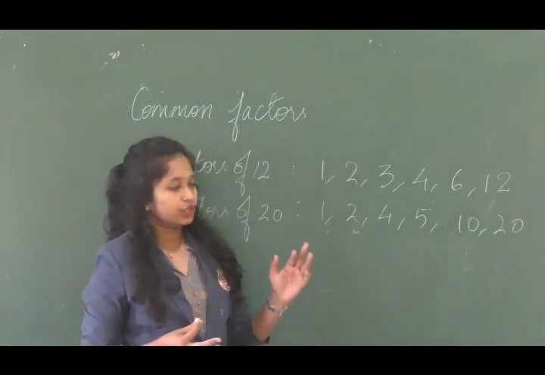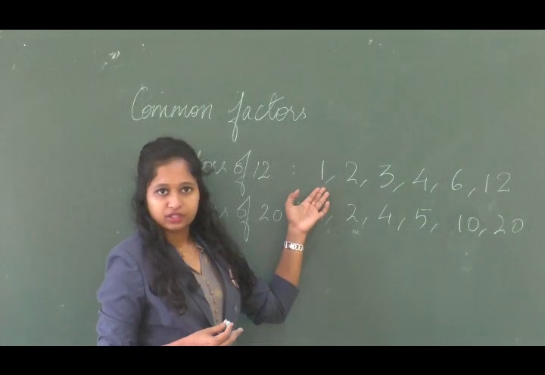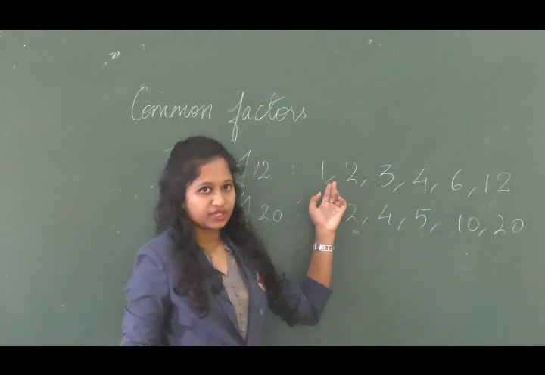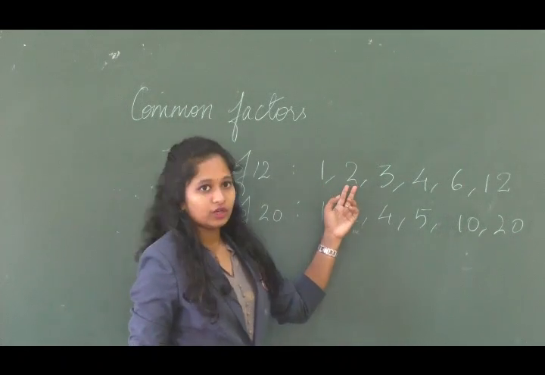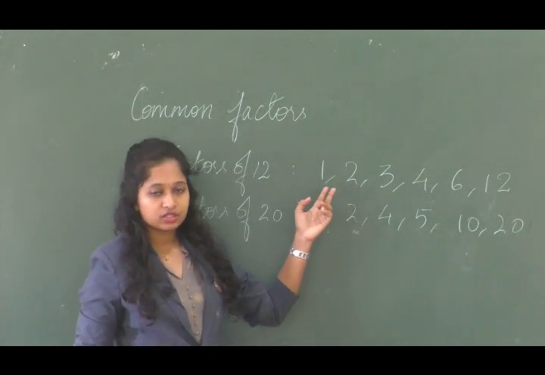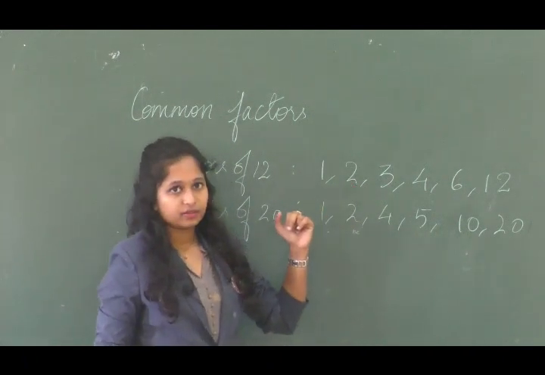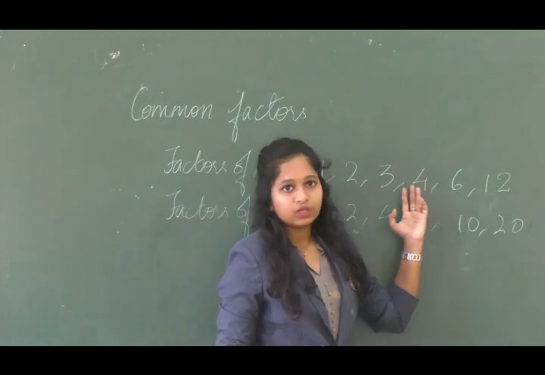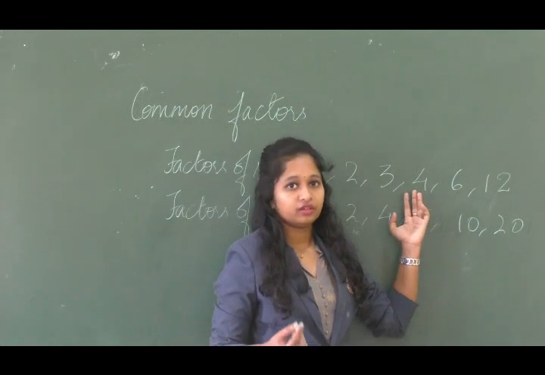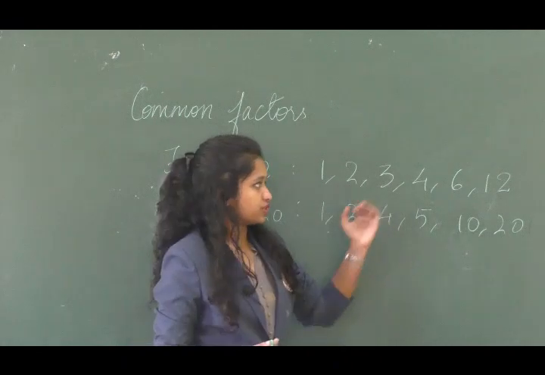If you divide 12 by 1, we get remainder as 0. So 1 is a factor. If you divide 12 by 2, we get remainder as 0. So 2 is a factor. Take any number. If you divide 12 by 4, we get remainder as 0. So 4 is a factor.